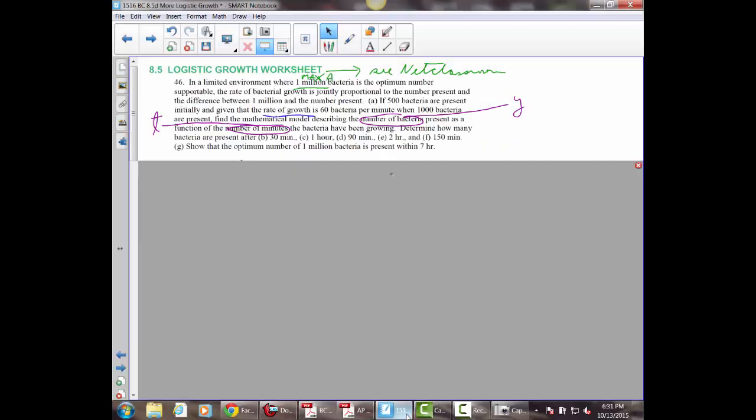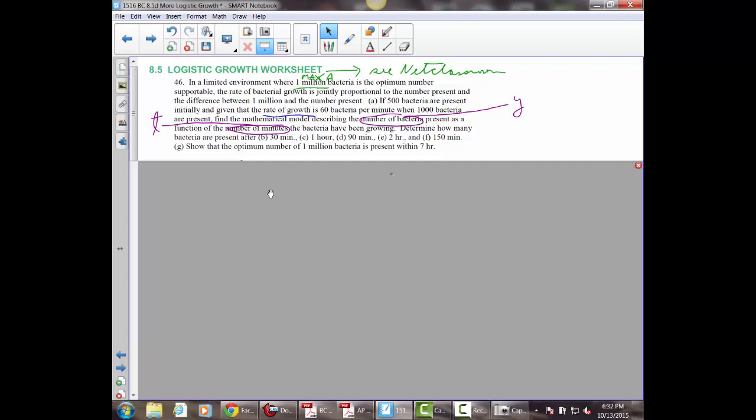So if we look at number 46, in a limited environment where 1 million bacteria is the optimum number supportable, the rate of bacterial growth is jointly proportional to the number present and the difference between 1 million and the number present. That's logistic growth. If 500 bacteria are present initially, that word initially implies when T equals 0, Y equals 500 bacteria. And given that the rate of growth, now this is an interesting question, is 60 bacteria per minute when 1,000 bacteria are present, find the mathematical model describing the number of bacteria, which is y, present as a function of the number of minutes, which is the time t, the bacteria has been growing.